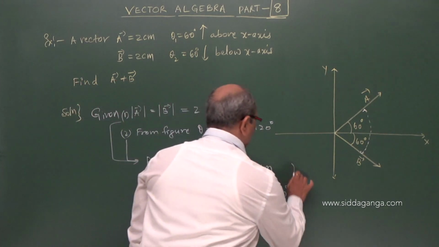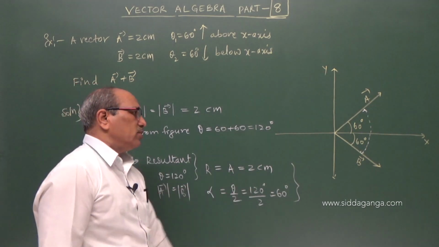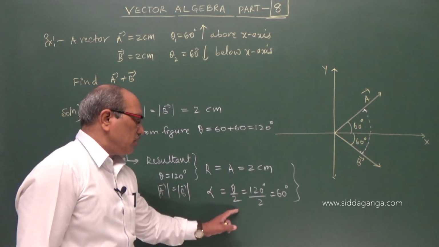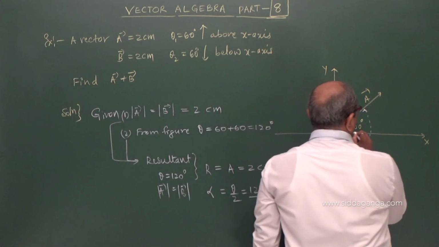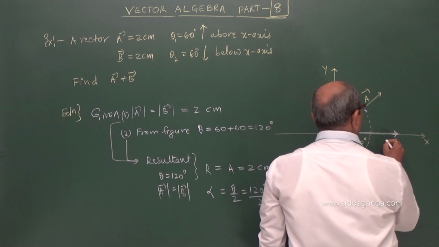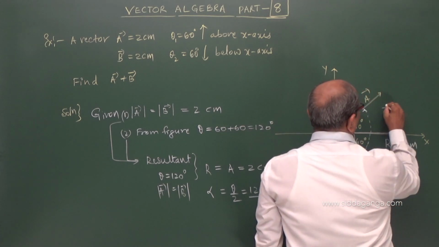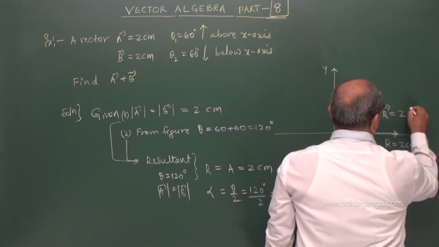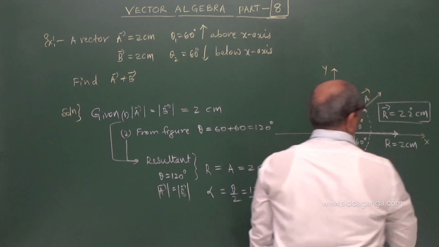So, our work is over. We got our resultant as 2 centimeter, and alpha equal to theta by 2 is 60 degree. Therefore, the resultant is acting along the x-axis. From the figure it is clear that the resultant is 2 centimeter. Therefore, I can write the resultant is 2 i centimeter. This is the resultant answer for this question.